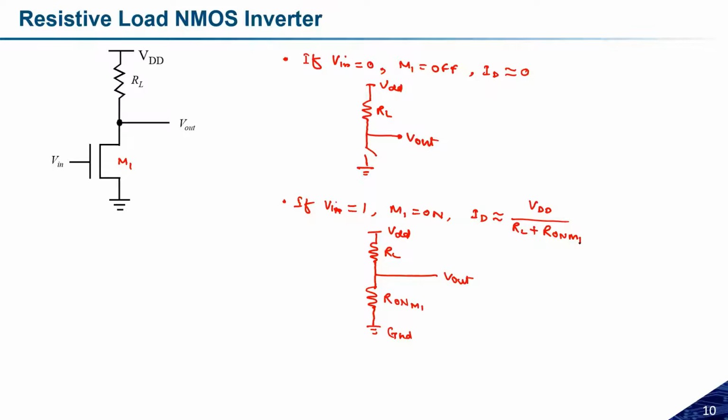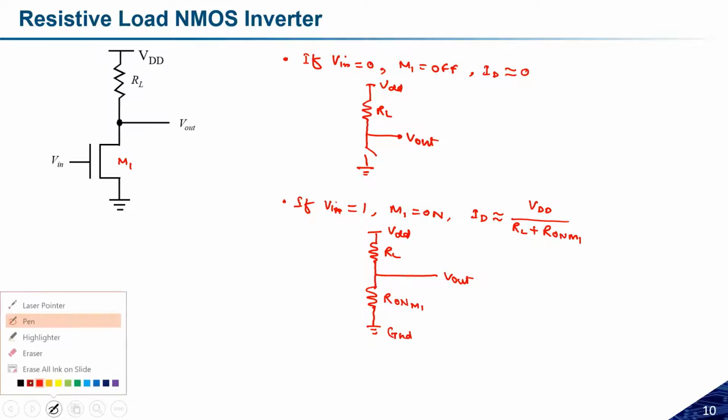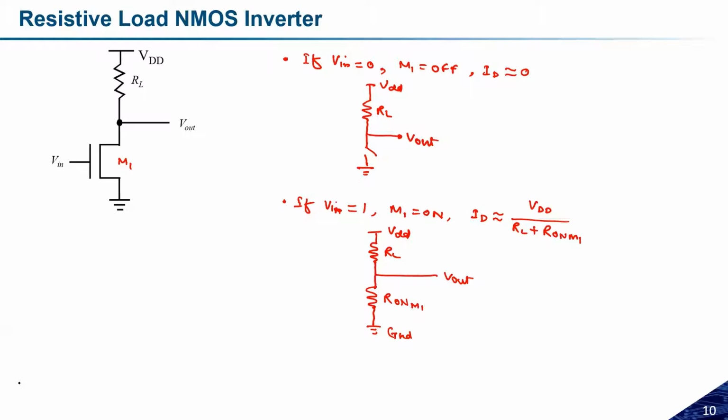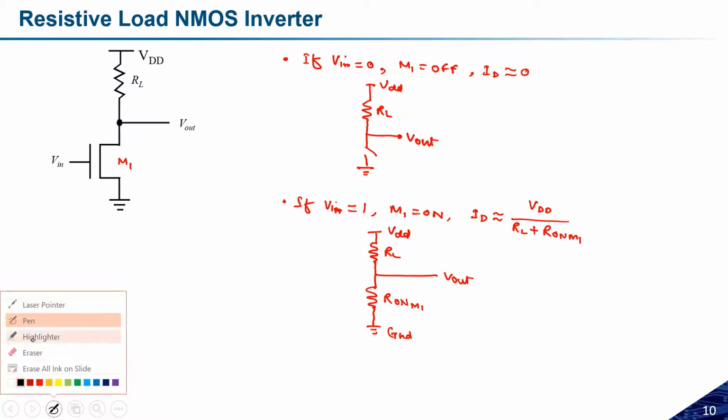Let me tell you. If I want to check the logical function, whether it is working as a logic or not: if input is equal to 0, then I will get the output 1. That is perfect. Let me write here also in red color.